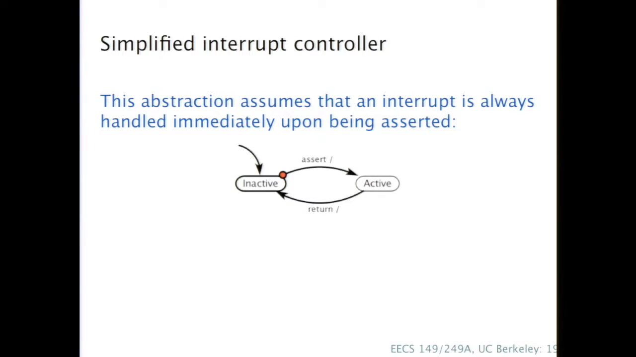But let's apply it. So here's my simplified interrupt controller. If my interrupt is inactive, then I'm going to have a preemptive transition. So when this machine reacts, if assert is true, I will not allow the refinement to react. I will instead transition to the active state. And when that refinement produces an output return, I will transition back to the inactive state using a history transition. So now this is starting to look like an interrupt, right?